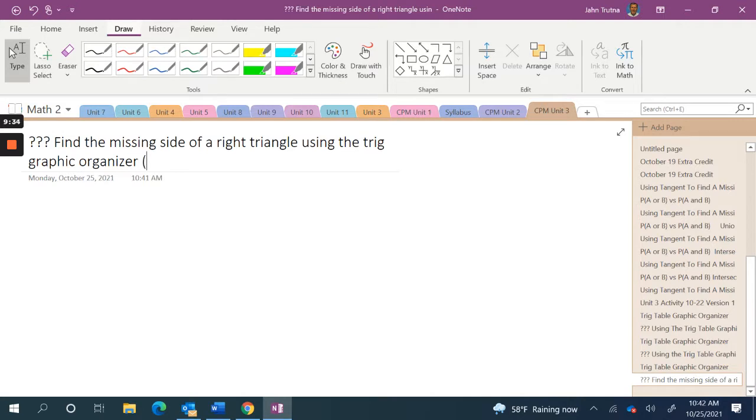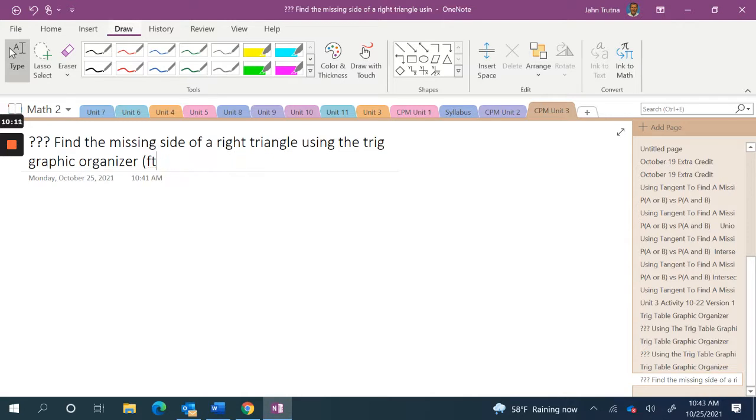In other words, for those of you who text all the time, FTMSOARTUTTGO. You don't have to put that. That's text talk for those of you who are cool like me, who can text on their phone using one finger only. So if somebody texts you tonight, hey, how do you do the homework in Mr. Trutna's math class? Just text them back, FTMSOARTUTTGO. Find the missing side of a right triangle using the trig graphic organizer.